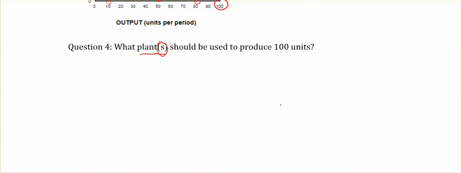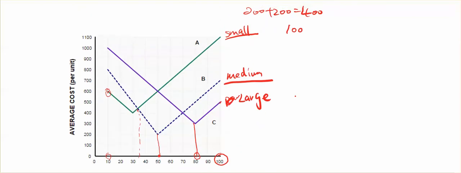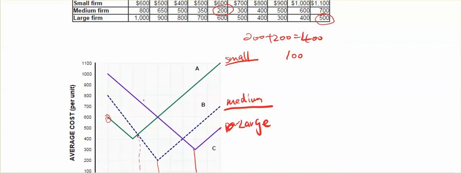So the question here, what plants should be used to produce 100 units? That is 2 medium firms. That would be the best choice. So again, don't be restricted to choosing only 1 firm. In this scenario, you can have 2 firms each produce half of the output.